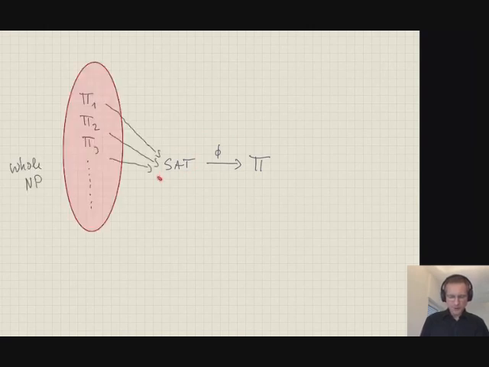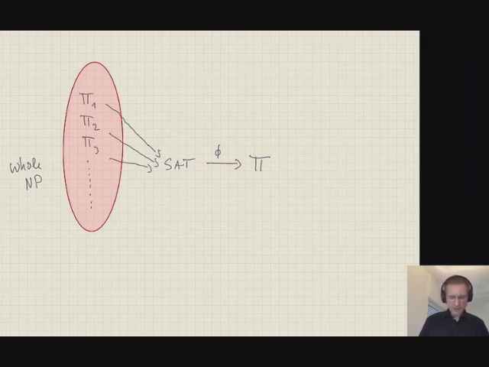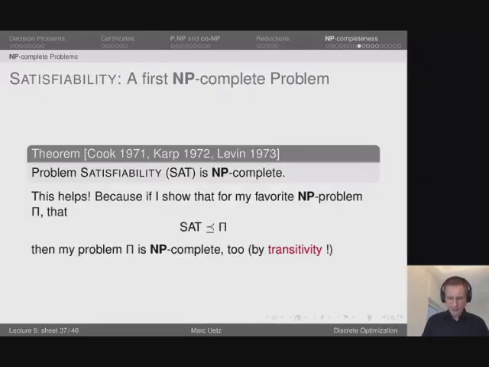first of all know that all the NP problems here reduce to the satisfiability problem, and I just reduced the satisfiability problem to my favorite problem pi. And then by using transitivity, I get that all the other problems in NP also reduce to my problem pi. So in this sense, this really helps a lot, because I only have to show the existence of this one reduction from the satisfiability problem in order to get by transitivity the claim that all the NP problems reduce to my problem, and my problem is NP complete as well.